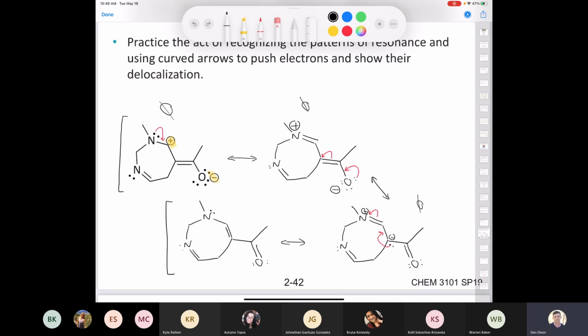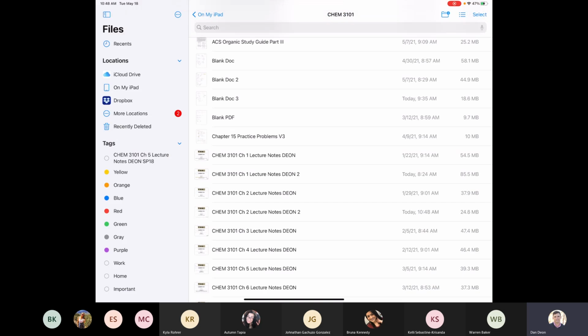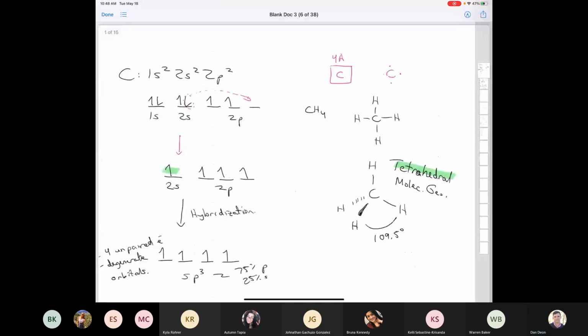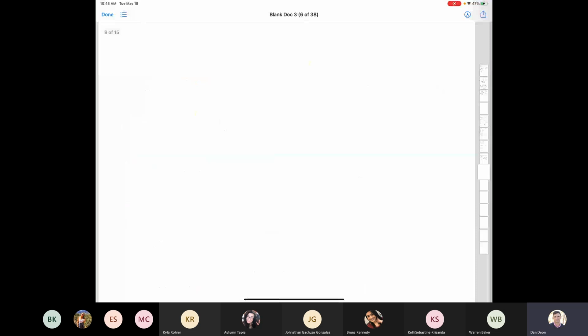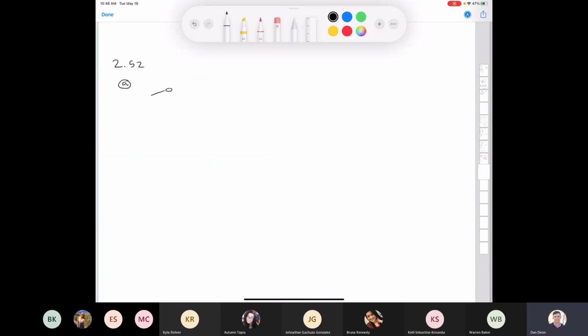Well, with that in mind, I wanted to take a look at some practice problems from our textbook. I'm going to switch over to a blank document. And I wanted to take a look at some of the questions in question 2.52. So this is 2.52A. So if we're starting out with this structure like this, it's asking me to draw the resonance contributors.